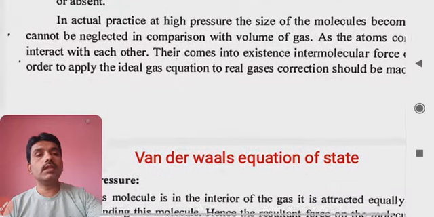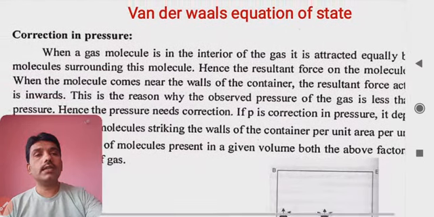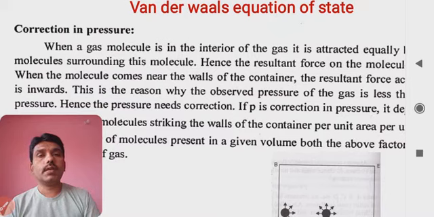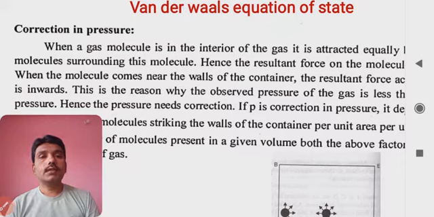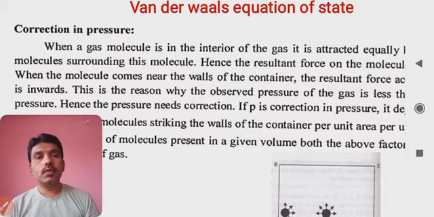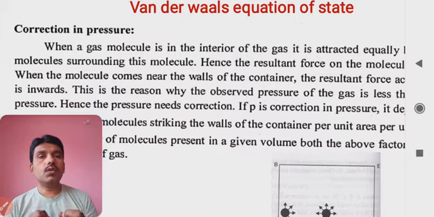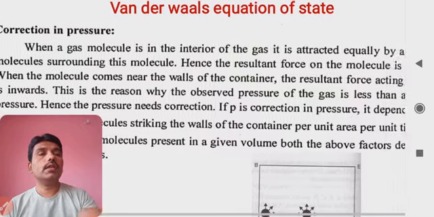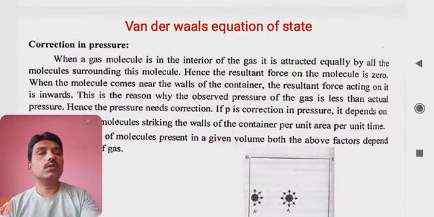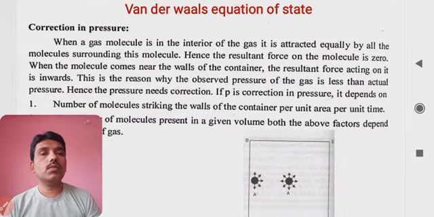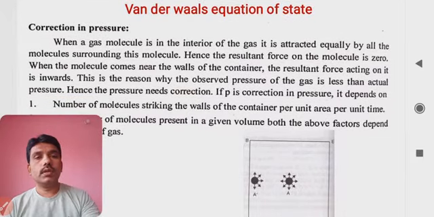So considering these two factors, what exactly is the correction in pressure, why is there a correction, and by how much is it affected? When the gas in the container is agitating, moving here and there, each molecule is attracting the others internally, and therefore the resultant force acting on a molecule is zero in that state.